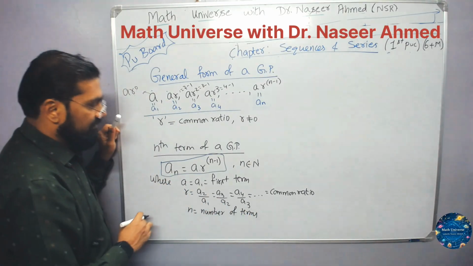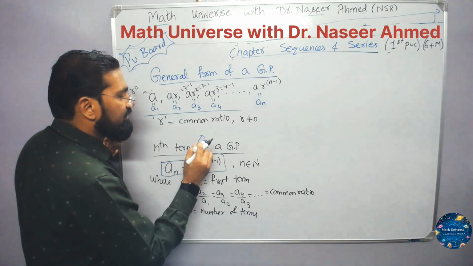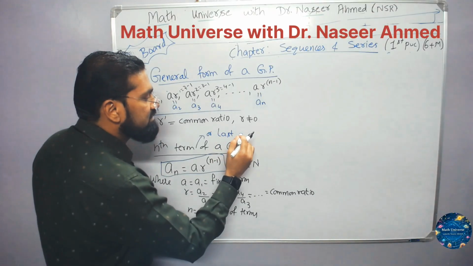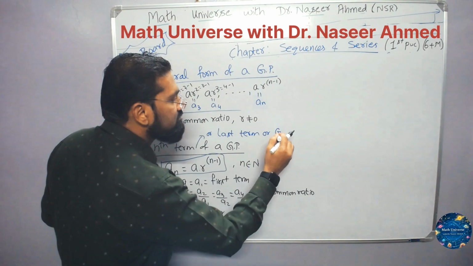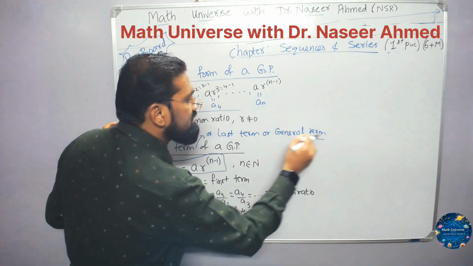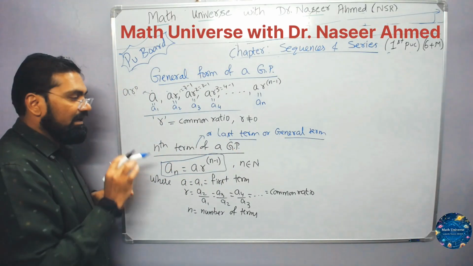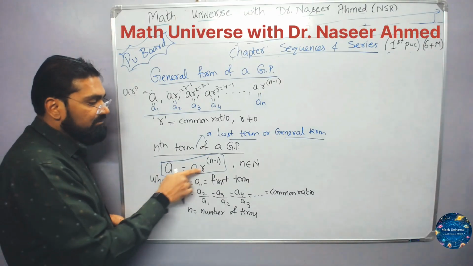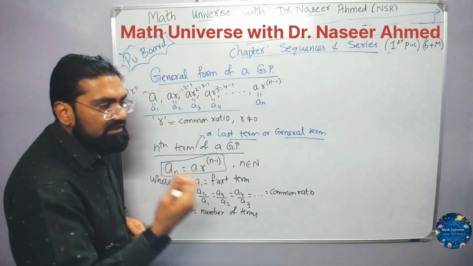And this an, the nth term, we say there are some other names, let us write them here. Nth term or last term, or general term. All mean the same. Whether it is general term, last term, or nth term, it is the same, and this will be useful. As soon as I know the nth term, I can find whichever term I want. For that, I want the first term and common ratio. When I say fifth term, n equal to 5, seventh term, n equal to 7.